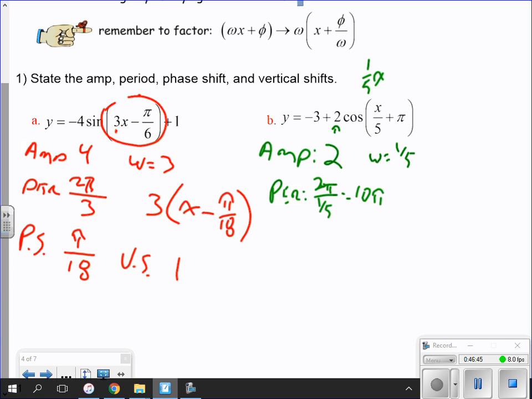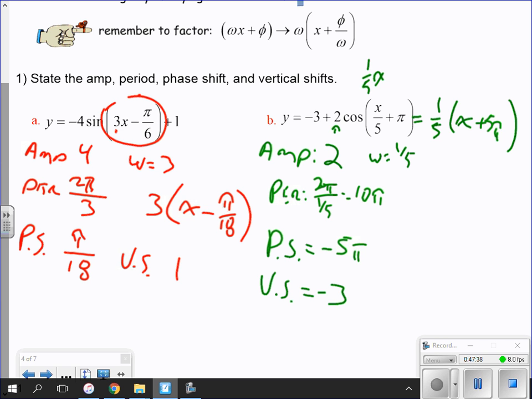Phase shift. So remember, we're getting a factor of 1/5 out of this. So I have to take this and make it 1/5 x plus something to get pi. Yeah, 5 pi. 1/5 times 5 pi gives me pi. So that means our phase shift is negative 5 pi. Remember, you're going in the opposite direction. So it's going to take the whole graph and move it over negative 5 pi places. And then our vertical shift, that's an easy one. Our vertical shift is what? Negative 3. It's got it in front of the trig function instead of after the trig function on this one.